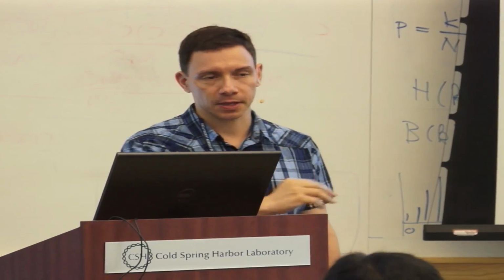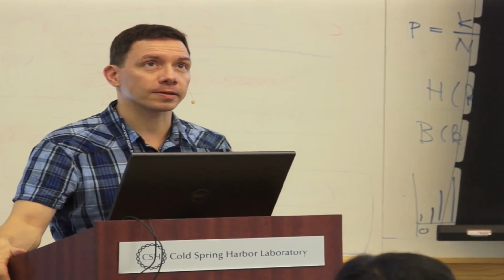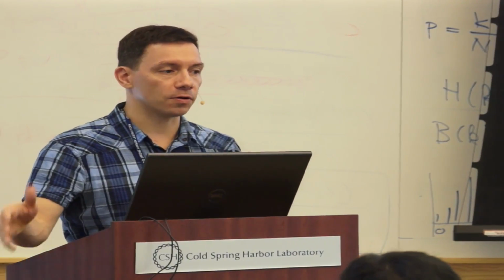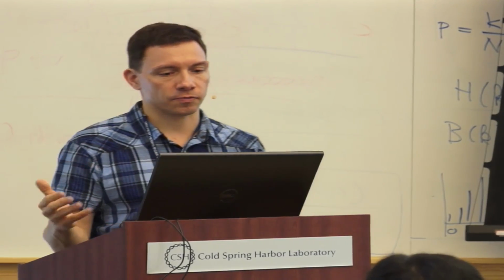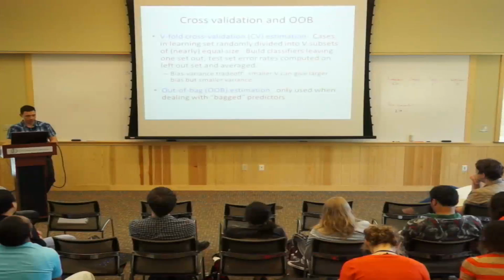Each bin serves once as a test set. And so you actually end up with 10 different estimates of the error rate, one for each bin. And then you just average them. And that's the V-fold cross-validation error. Okay.